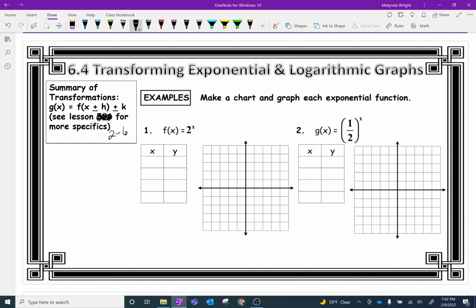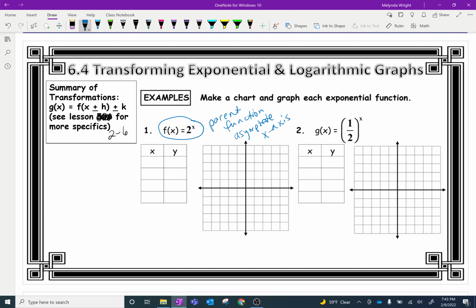So what we're going to do is work with parent functions first. So this is a parent function because it doesn't have any transformations on it. There's no plus 5 or anything like that. There's no transformations, and so this is a parent function. And the asymptote for these exponentials is the x-axis. Okay, that's for the parent.